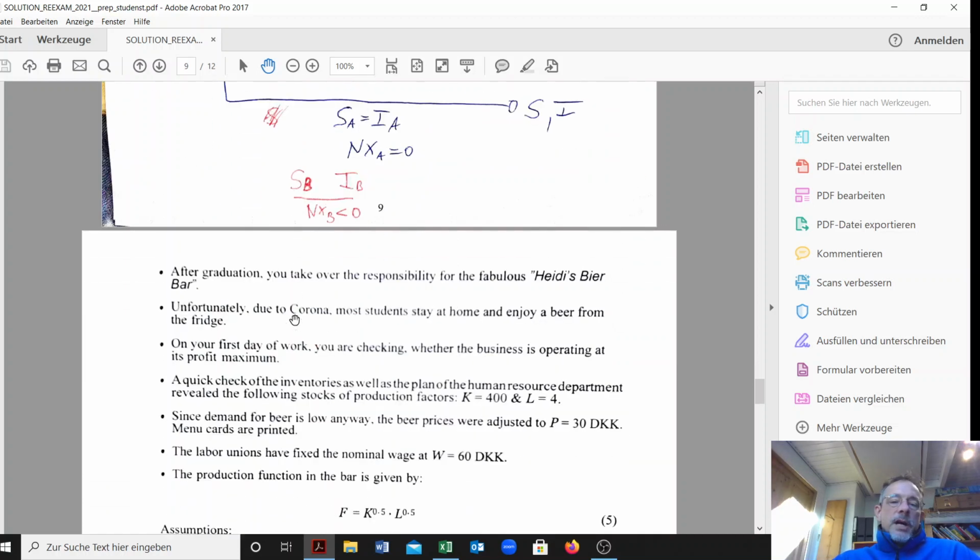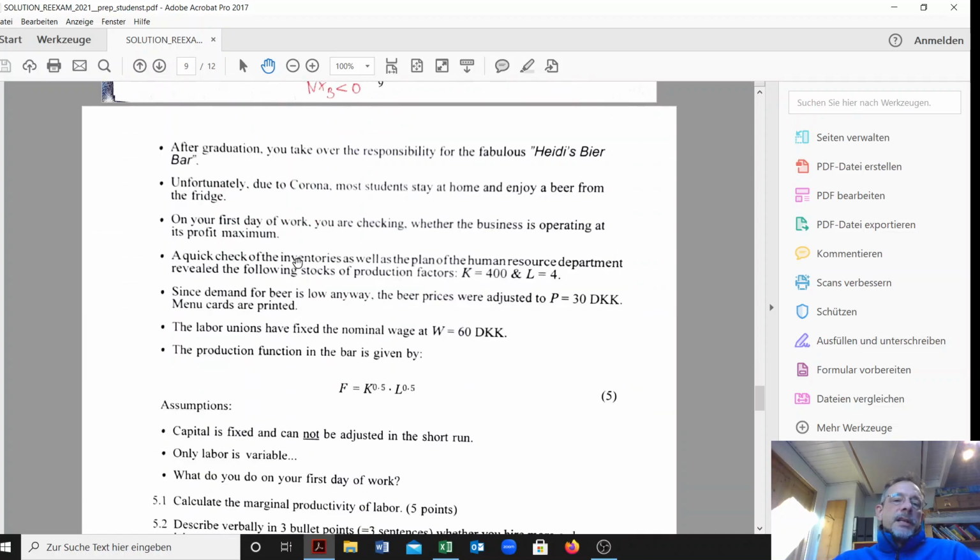Great, so we are also done with this part. Let's switch to the next question. So you are a manager of one firm, operating in the bar and you are checking the inventory. So capital is equal to 400, labor is equal to 4, the beer price is equal to 30, and the labor unions have fixed the wage rate at the level of 60.